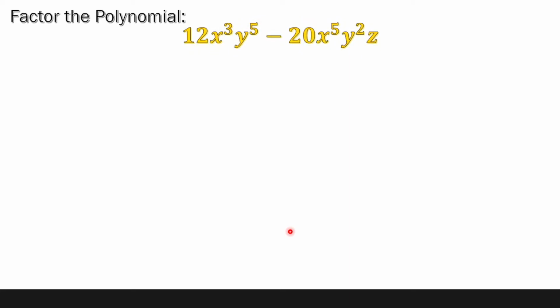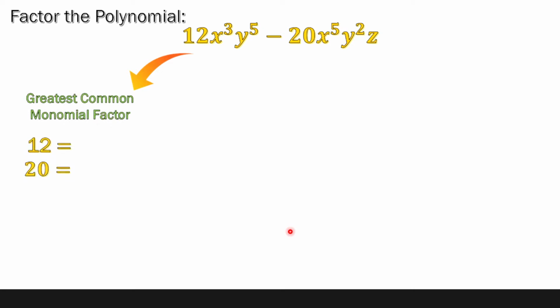So, for the factor of polynomials, example tayo ulit. The given is 12x cubed y raised to 5 minus 20x raised to 5y squared z. Sir, ang hirap. No, madali lang yan, class. Let's try to answer this case on this exercise na hindi natin pinafactor out yung mga literal coefficients. Shortcut method na tinatawag.